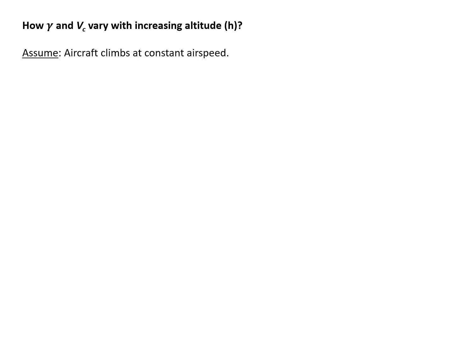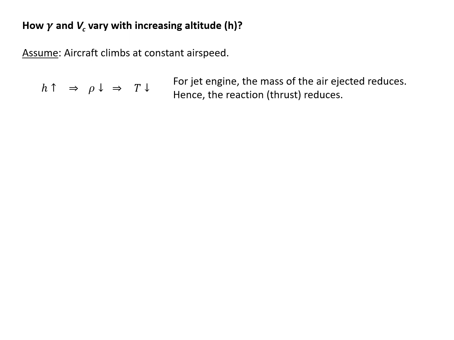Okay, so first of all, we assume the aircraft climbs at constant airspeed. And we know as the height or altitude increases, the air density decreases, and the thrust will also decrease. This is because, for example, for the jet engine, the mass of the air ejected reduces, and therefore the reaction, that's the thrust, reduces on the aircraft. And we should notice this T is not temperature but thrust here.